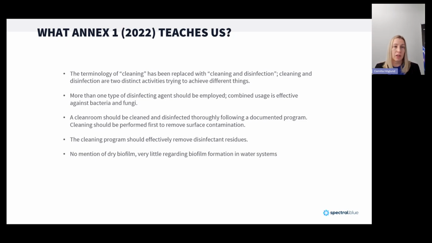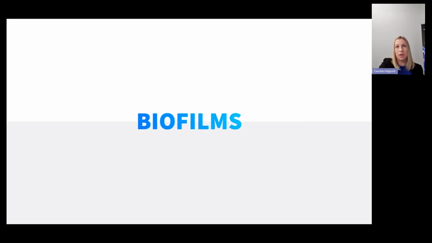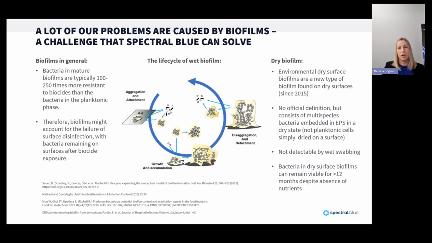But having said that, I think I want to take a few minutes still to talk about biofilm, because Annex 1 does mention something about wet biofilm and biofilm formation in water systems, but it doesn't really mention dry biofilm. And dry biofilm is something that has been discovered. I think it was first described in 2012, but the definition of dry biofilm was perhaps established in 2015.